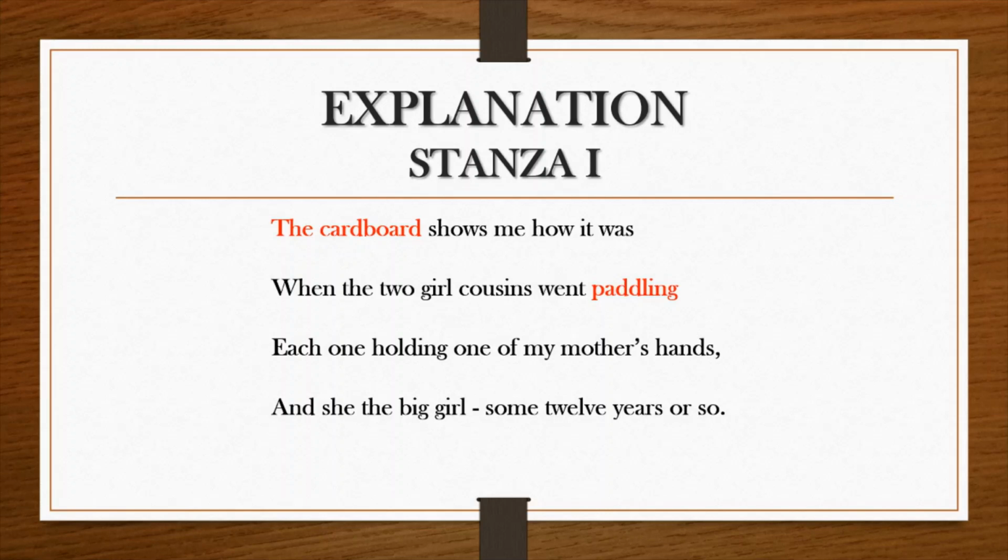An old photograph of the poet's mother, which was pasted on cardboard, makes the poet recall the old memories of her mother's childhood. The photograph is a depiction of her mother's enjoyable moments at a sea beach with her two cousins who were younger than her. They were walking in shallow water with bare feet near the beach, as they were paddling. The mother was standing in the middle and holding the hands of her two cousins who were standing on each side.